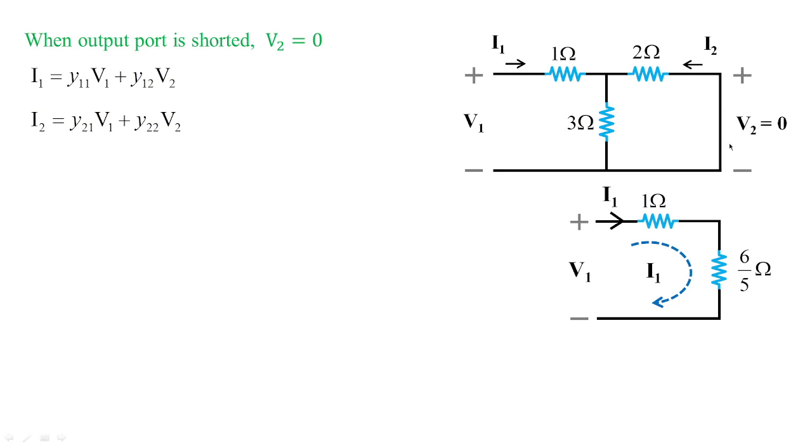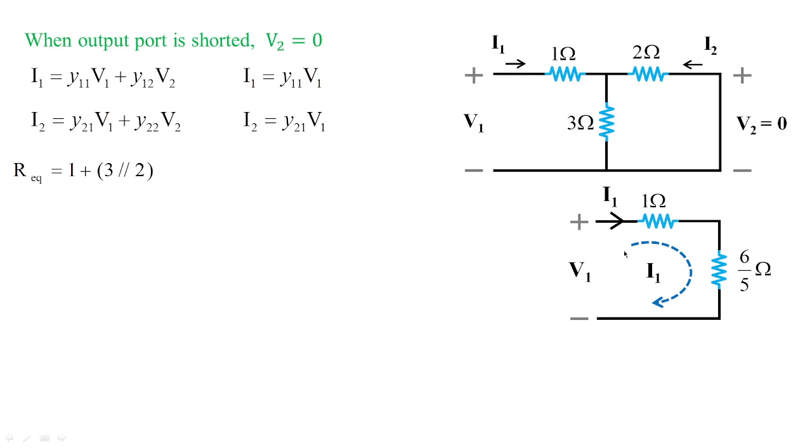So when this is shorted, the 2 and 3 become parallel. The parallel combination gives the value as 2 into 3 divided by 2 plus 3, so 6 by 5. This reduced network is shown over here, and that is in series with 1. So I am going to get the input admittance as well as the forward admittance, that is I1 is equal to Y11 V1, I2 is equal to Y21 V1.